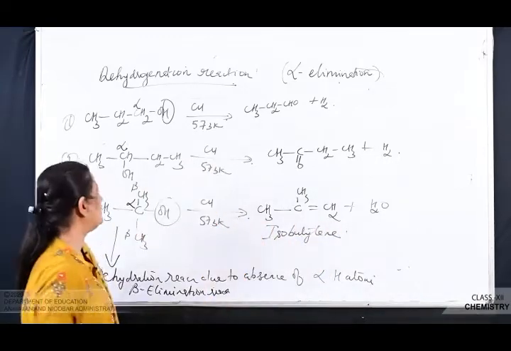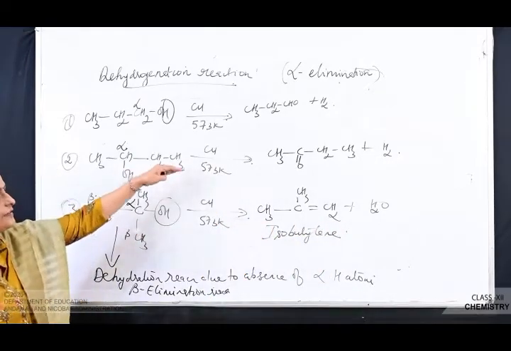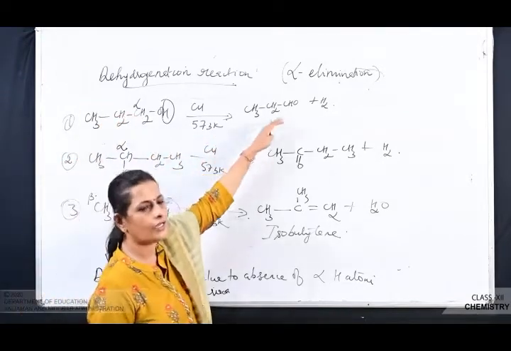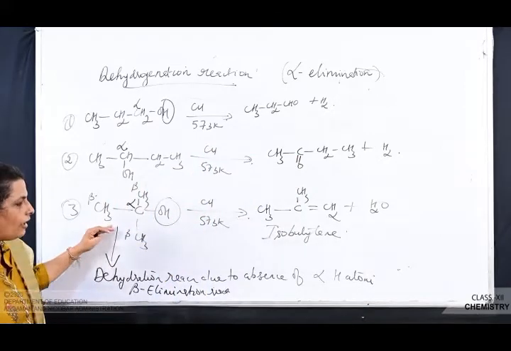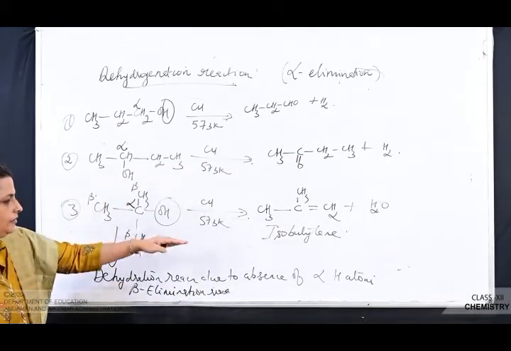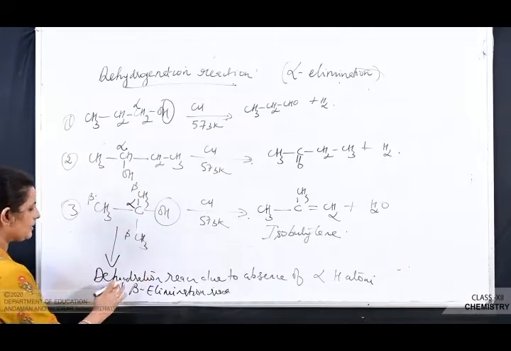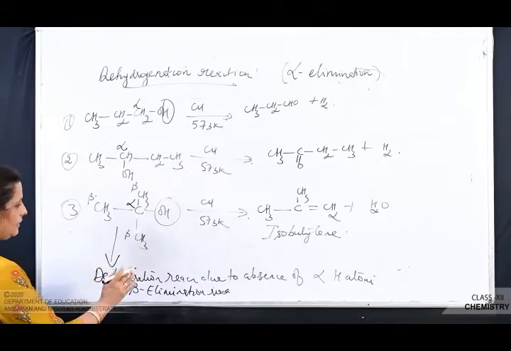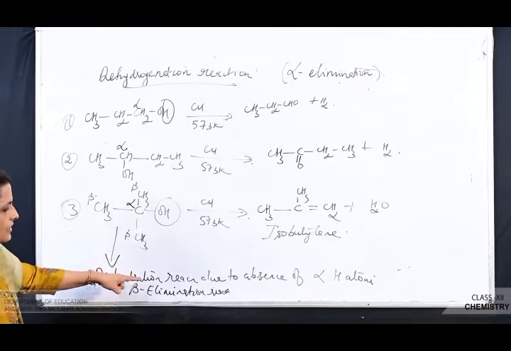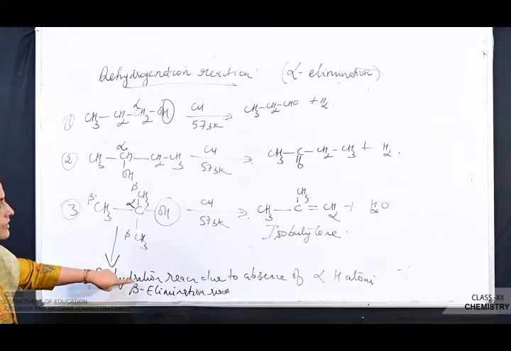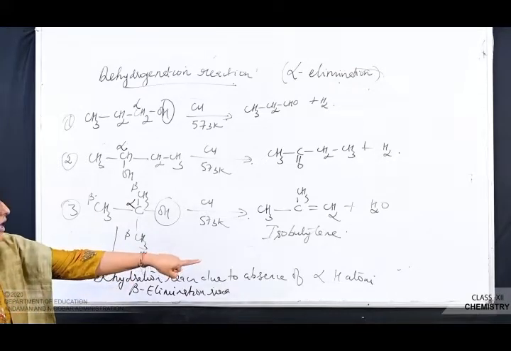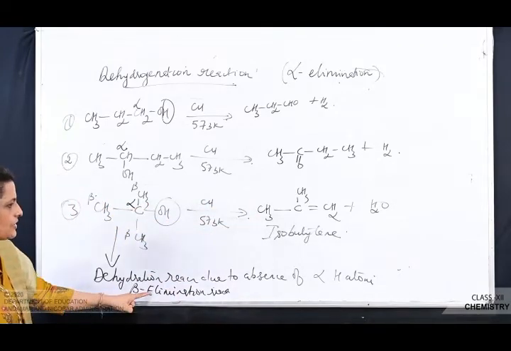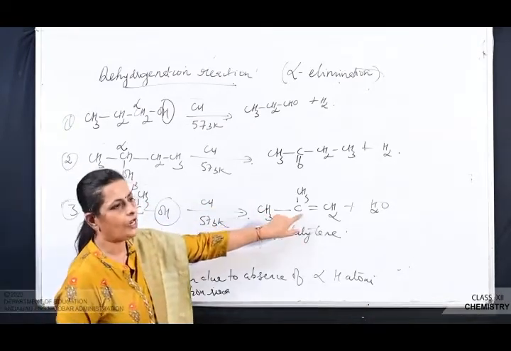So is it clear? Only primary alcohol and secondary alcohol when heated with copper at 573 undergo alpha elimination or dehydrogenation reaction to give you aldehyde and ketone. But a tertiary alcohol does not undergo dehydrogenation reaction due to the absence of alpha hydrogen atom. They undergo dehydration reaction due to the absence of alpha hydrogen atom. So dehydration means a beta elimination reaction, and the product is an alkene.